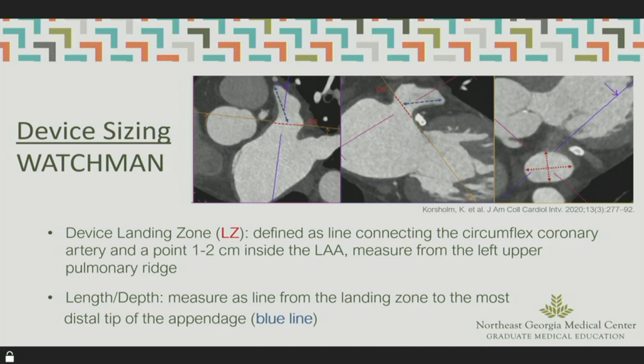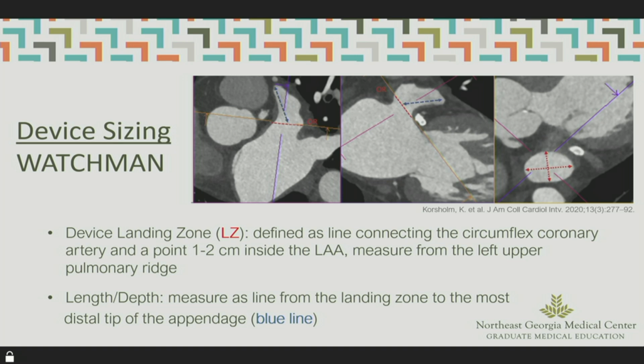So when you're device sizing for a Watchman, it's very important to do two things specifically. We're trying to find this line across, what's the actual width that we need to occlude the left atrial appendage, and that's going to be a line that you draw between the left circumflex and about 1 to 2 centimeters inside the left atrial appendage from the left upper pulmonary ridge, and then measure the depth. This is very good because it gives you an idea of what size is going to adequately occlude it, and also whether a Watchman device or an Amplatzer implant is better suited for left atrial appendage occlusion.